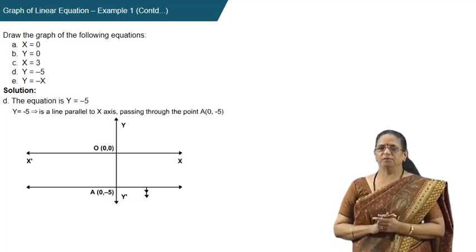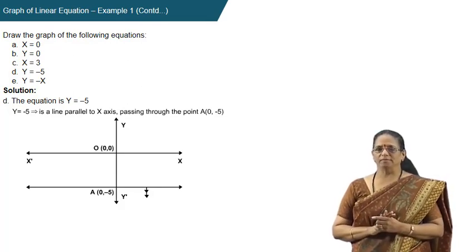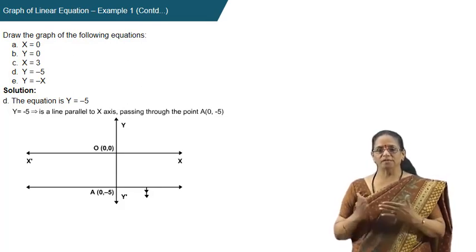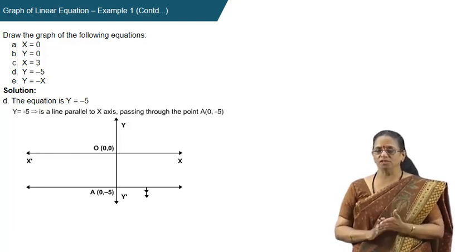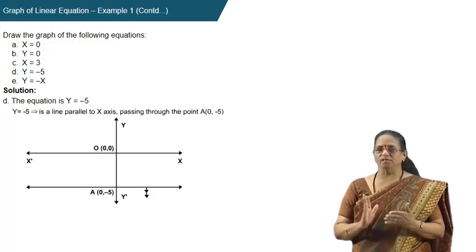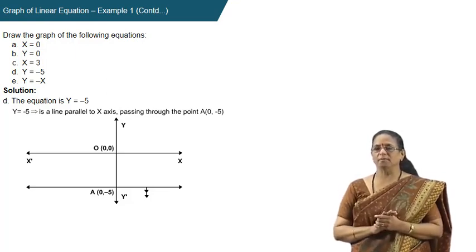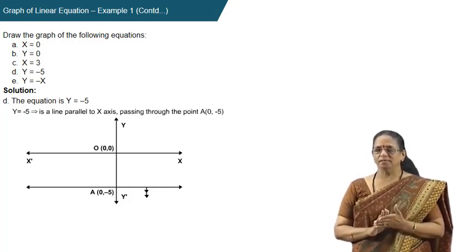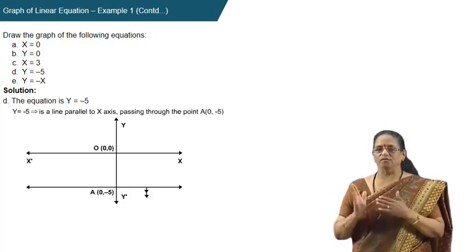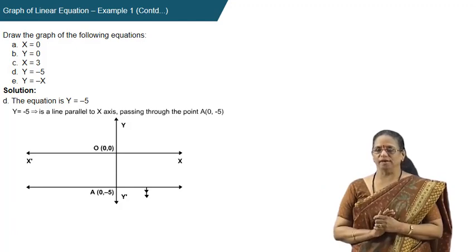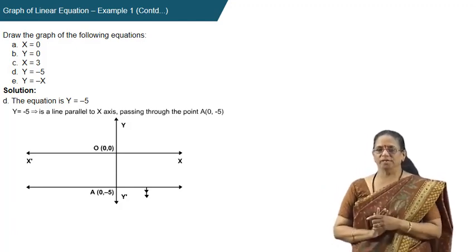Now we take the next equation, y equal to minus 5. Minus 5 is a constant. So the value of y coordinate will not change, but the value of the x coordinate will change. So y equal to minus 5 is a line which will be parallel to x-axis and passing through the point (0, minus 5). That means y equal to minus 5, for any value of x, your value of y will always be minus 5, which can be shown in this graph.